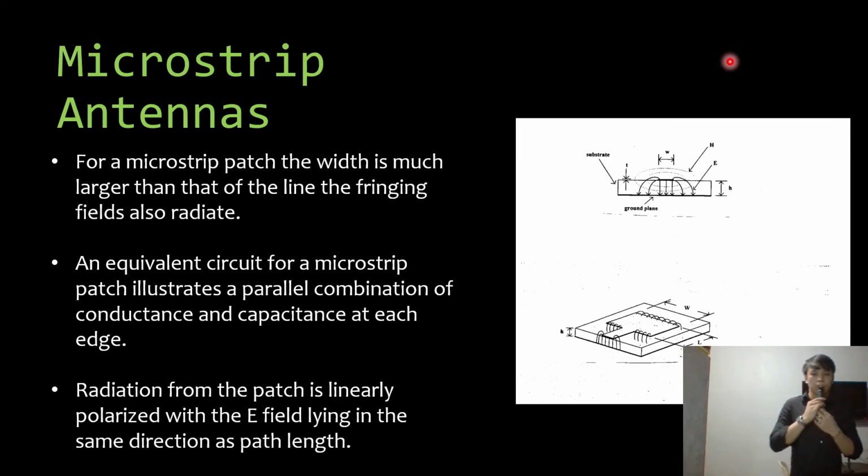For a microstrip patch, the width is much larger than that of the line. The fringing fields also radiate. So an equivalent circuit for a microstrip patch illustrates a parallel combination of conductance and capacitance at each edge. So the radiation from the patch is linearly polarized, with the electric field lying in the same direction as the patch length.